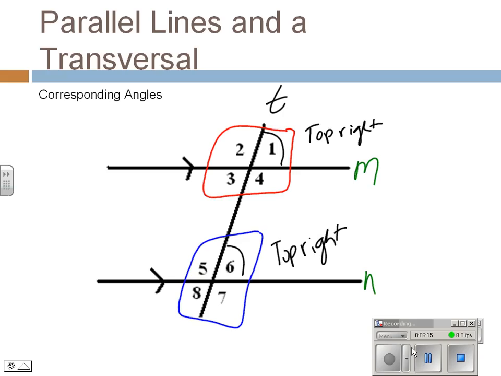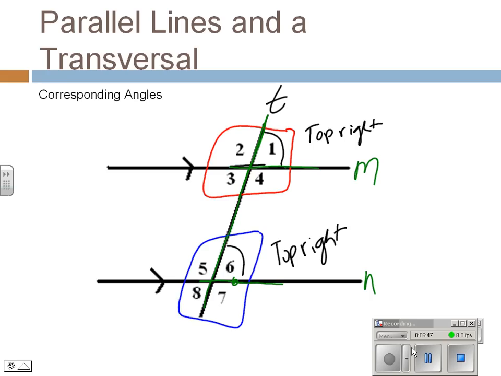And they're going to form the same angle because these two parallel lines have the same slope. This transversal has the same slope. So the transversal that has the same slope is meeting a line here and a line down here that are parallel. So you're going to form that same angle. So both top rights are going to be the same angle measure.